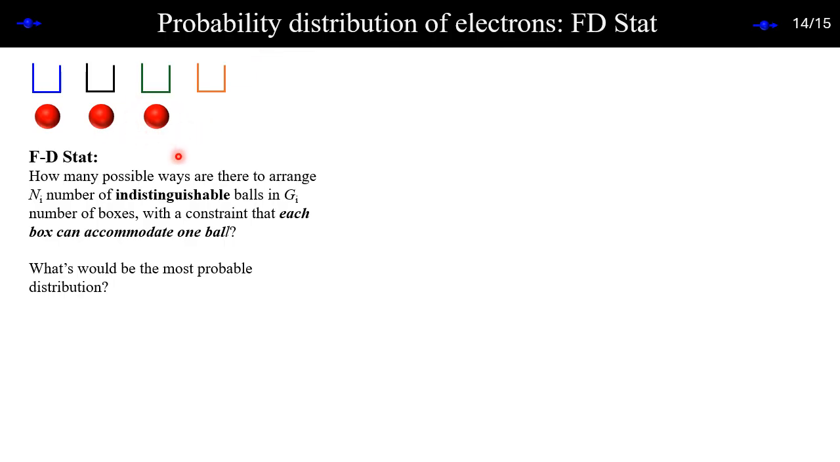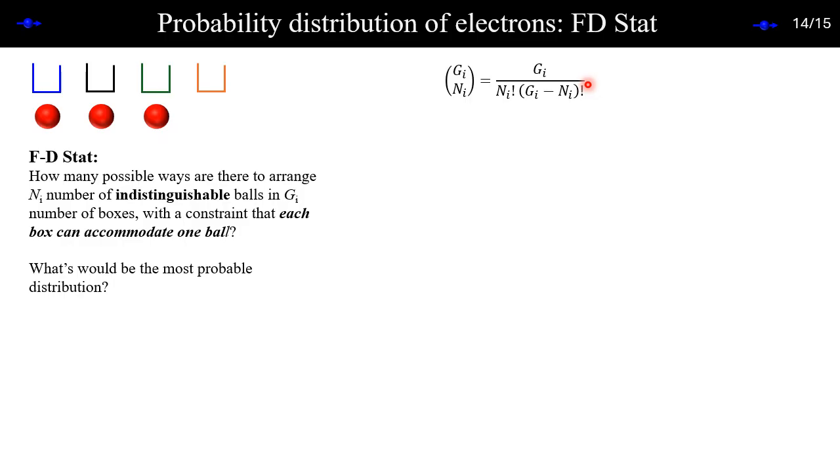How many ways? 4C3, right? That's all. That means you know this already. So now imagine these are energy states for a given band E_i. We might have different bands, and within a band we can have different states. So that's why this i is coming.